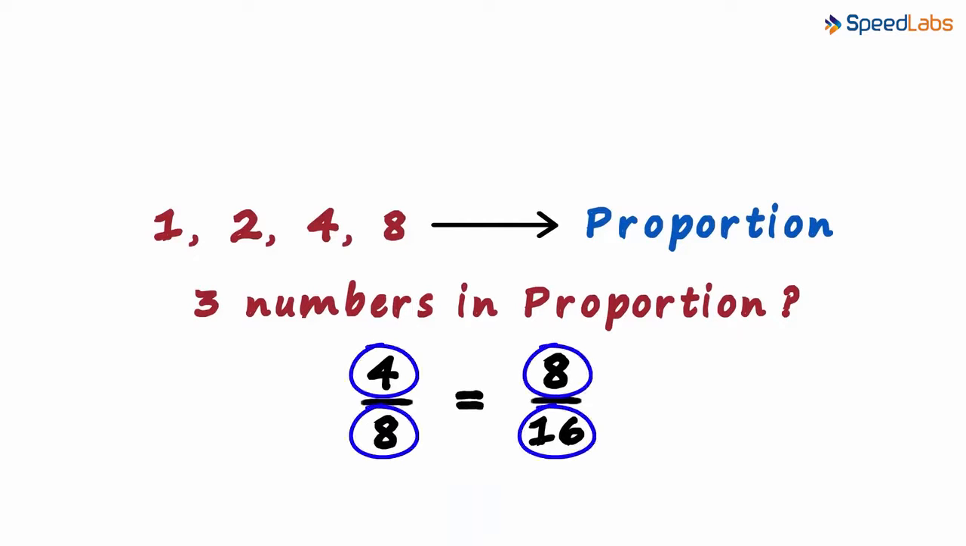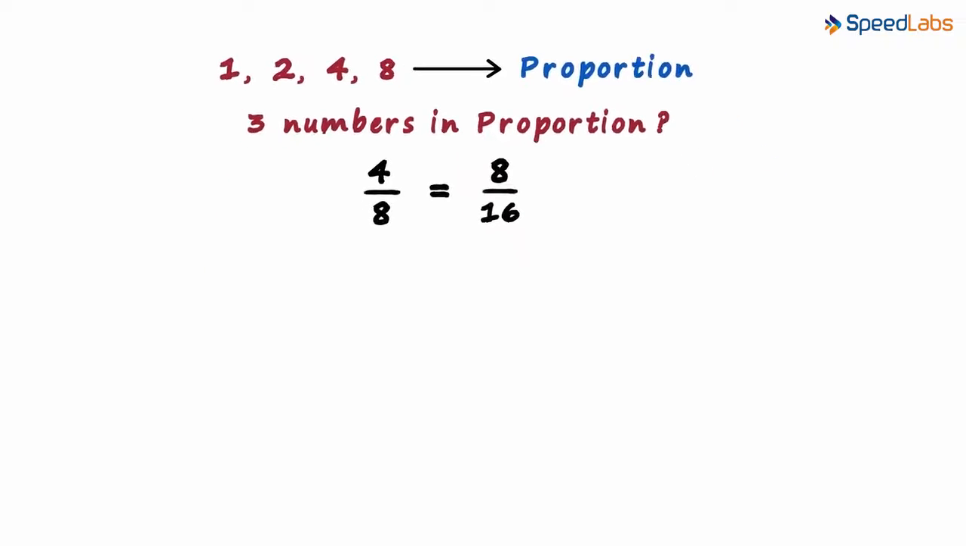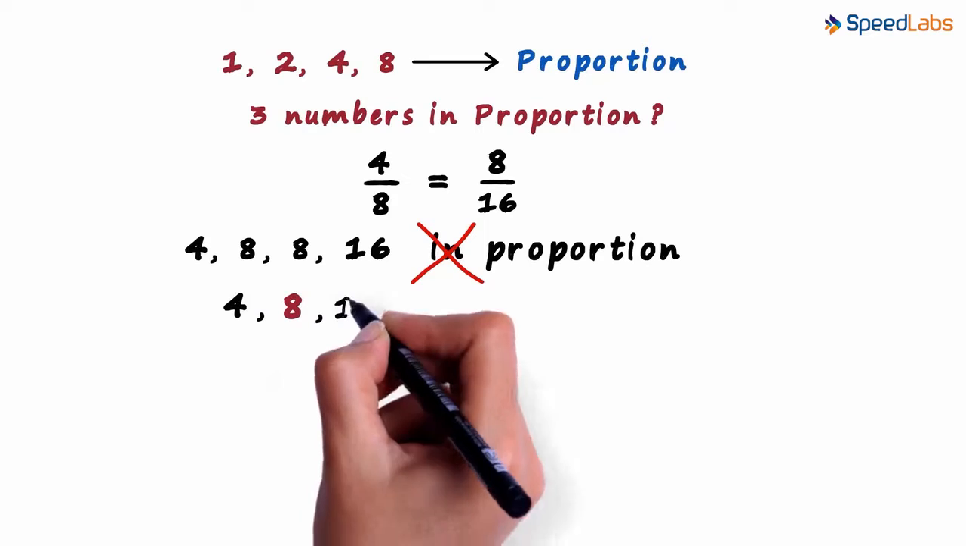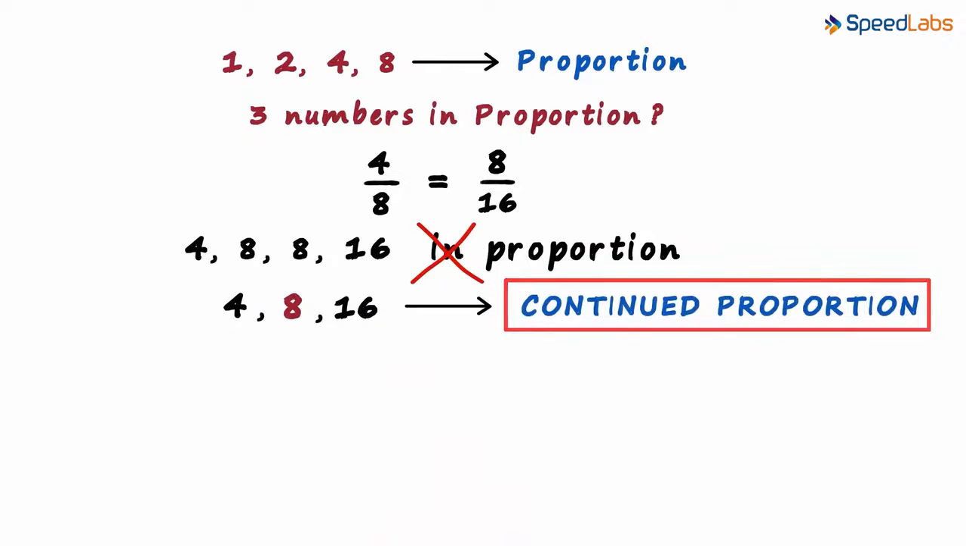Which terms are in proportion? Can we say that 4, 8, 8 and 16 are in proportion? No, we cannot. That would be incorrect. The correct way to put it is by saying 4, 8 and 16 are in continued proportion. This means that the repeated number is written just once.